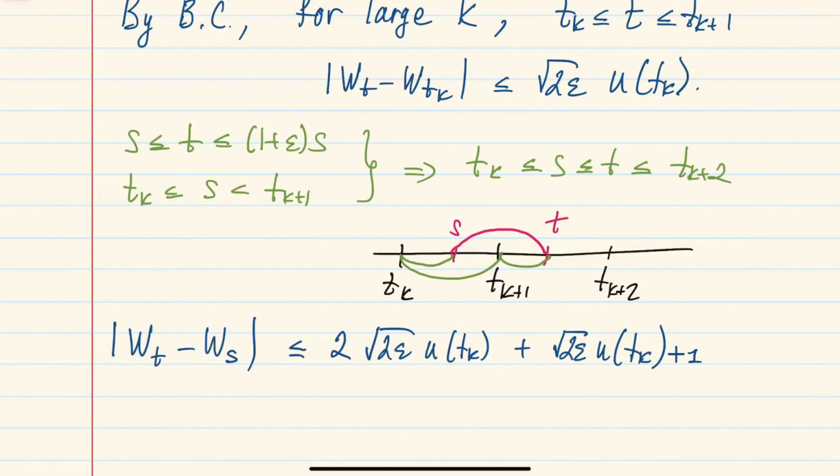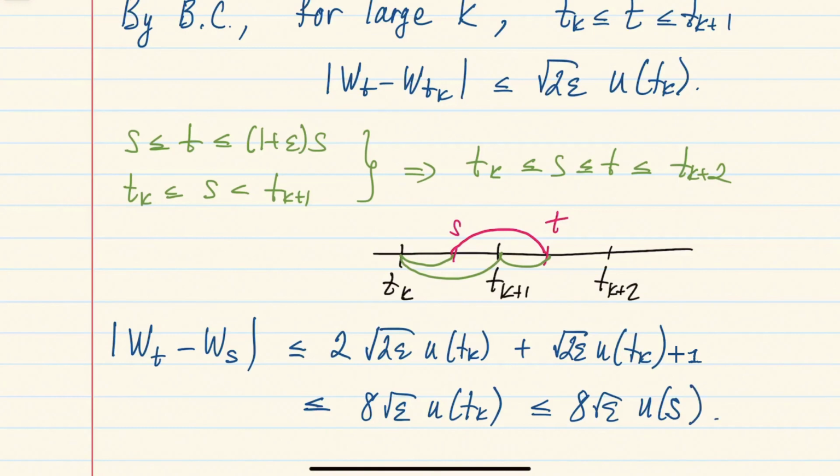And then you can easily check that since we are looking in the limit when s goes to infinity, or k goes to infinity, for large k you can bound this by 8 square root of epsilon u of t_k. Okay, this is just a simple calculation. I'm going to omit it, and so finally we can replace t_k by something bigger, by s, and we get the control that we want. Okay, so with probability 1, when s goes to infinity, we have this uniform control for all t on this interval between s and 1 plus epsilon s. Okay, so that finishes the proof of this technical lemma.